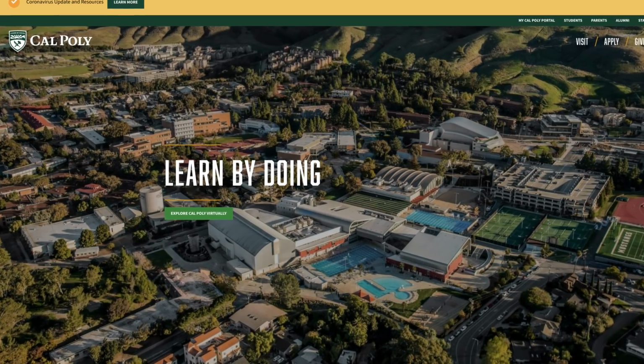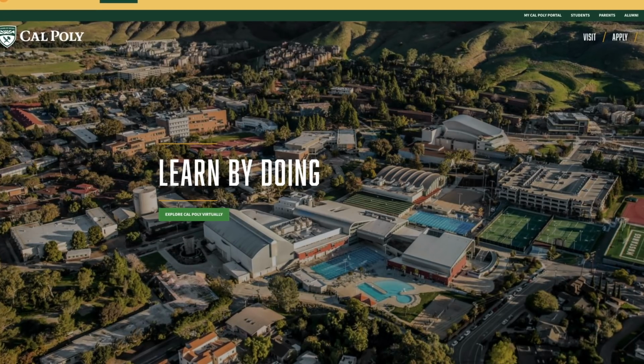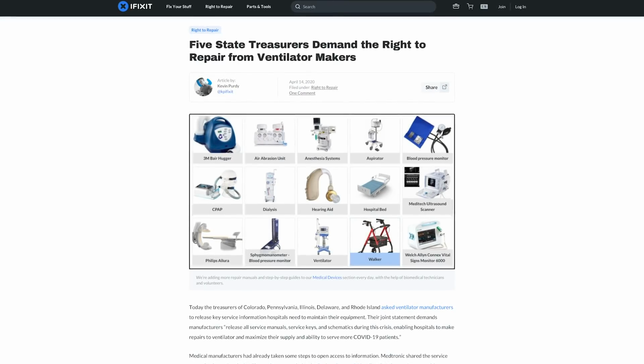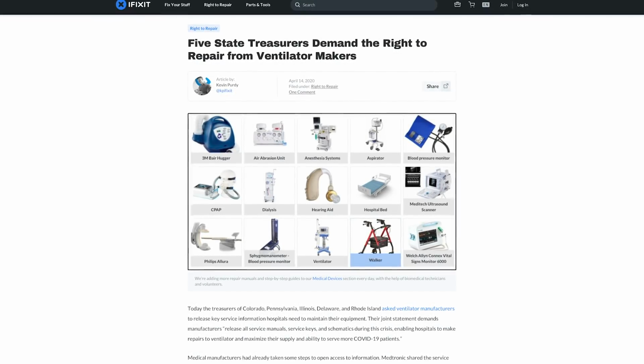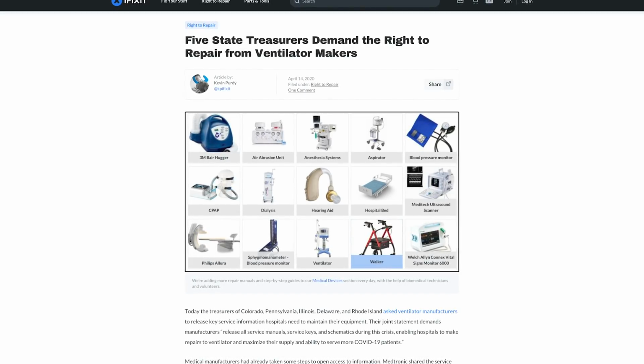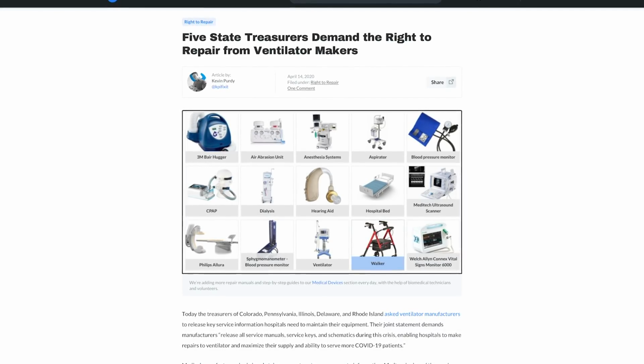list. We've also got teams of engineering students from our local university, Cal Poly, working with our EDU team to turn these repair manuals into step-by-step repair guides. And more volunteers are ready to translate those guides into other languages. This will allow anyone, biomedical engineer or medical professional, to get the machines fixed and back to saving lives. Yesterday, 5 states released a statement demanding manufacturers release all service manuals, service keys, and schematics during this crisis, enabling hospitals to make repairs to ventilators and maximize their supply and ability to serve more COVID-19 patients.